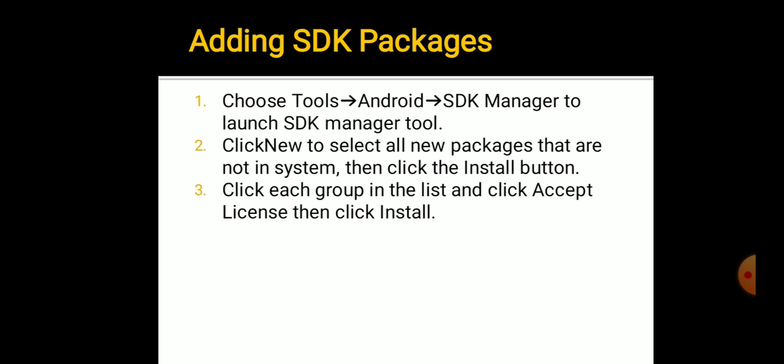Here, click New to select all new packages that are not in the system and click the Install button. Click each group in the given list and click Accept License in order to install the SDK needed for building our applications.